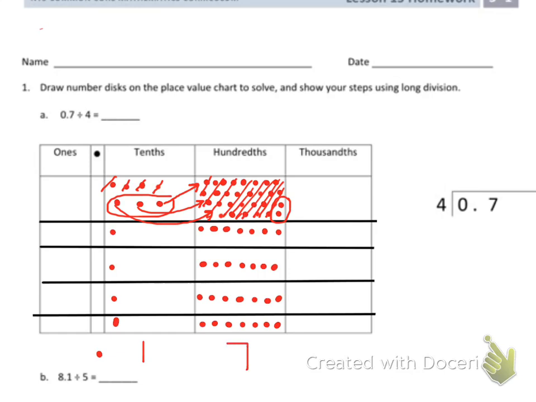So with the 2 left over, we need to share them now in the thousandths place. So every time we move one over, it's going to be worth 10. So we have 2 to move over, so we need to put in 20. So go ahead and please put in 20 dots in the thousandths place.